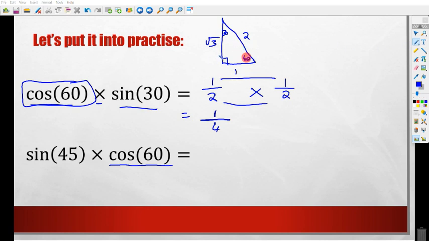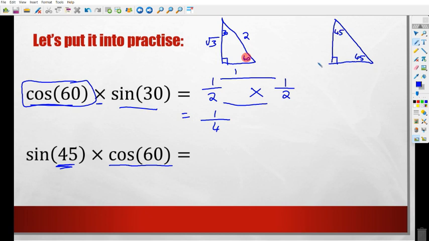Alright, so I already have that triangle. I'm going to use that triangle for this cos of 60. But I see I've got a sine of 45 as well. That's a different triangle, so I'm going to use a different triangle for that. I know that because the math dog taught me.